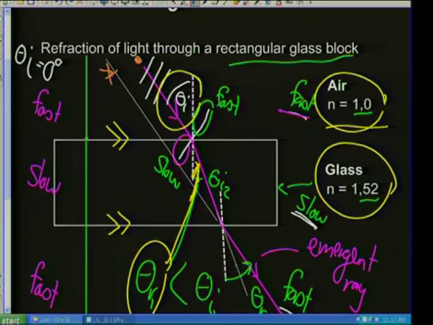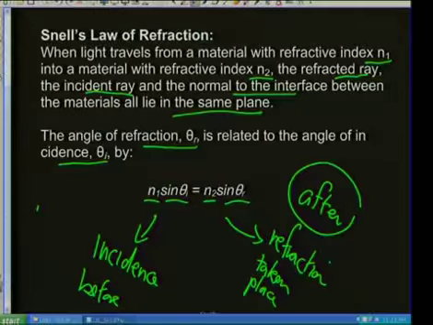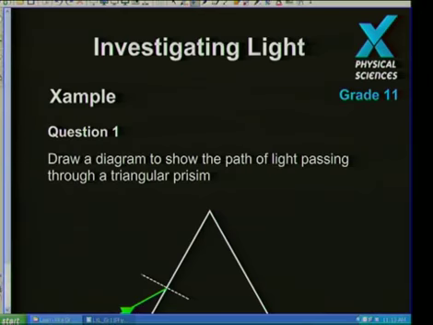Of course, we could have done it at the other interface, but I'm not going to do that right now. Let's move on. And here we have a question for you to consider and look at. Not only a question, but it will help you apply what we've already done. It also gives us some more information.